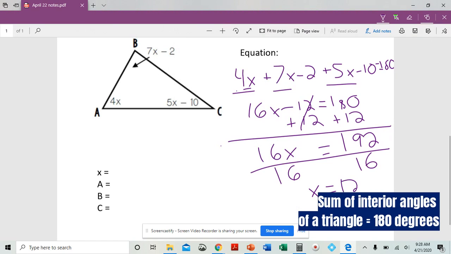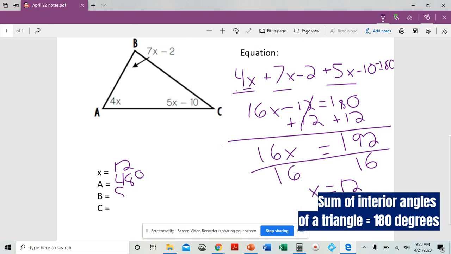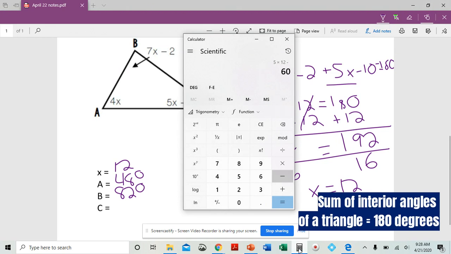Oh, 12. All right, so if x equals 12, now we can plug that back in and we can find our measurement of our interior angles. So 4 times 12 for angle A, that's going to give us 48 degrees. For angle B, 7 times 12 minus 2, that is going to give us 82 degrees. And 5 times 12 minus 10 is going to give us 50 degrees.